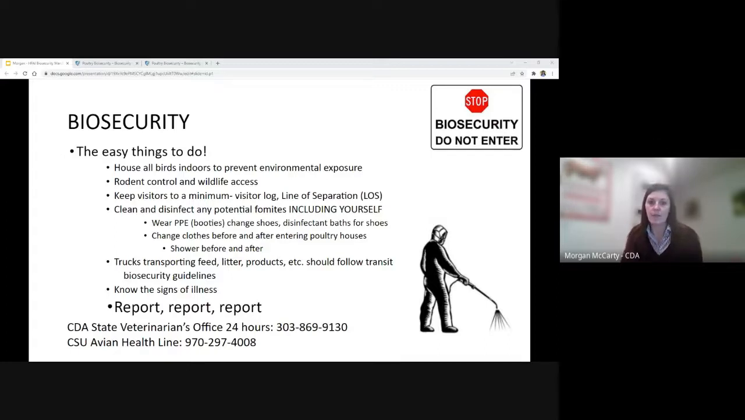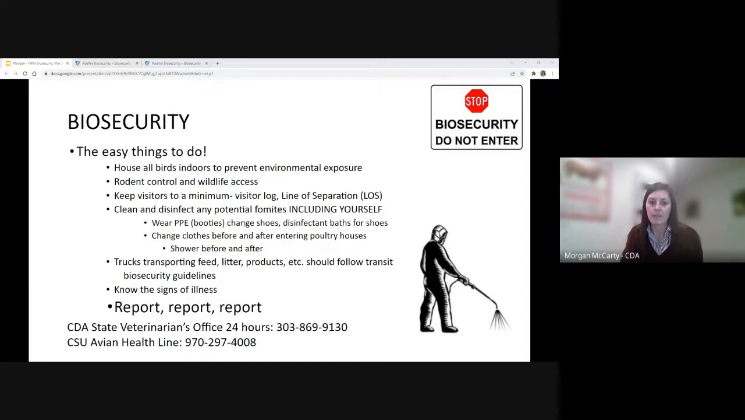Dr. Baldwin went through potential signs of illness, including production parameter decreases, water consumption and feed consumption decreases, and then reporting. And we talk about biosecurity, but report. If it feels off or something doesn't feel right, none of the CDA veterinarians mind getting called in the middle of the night if something feels wrong.